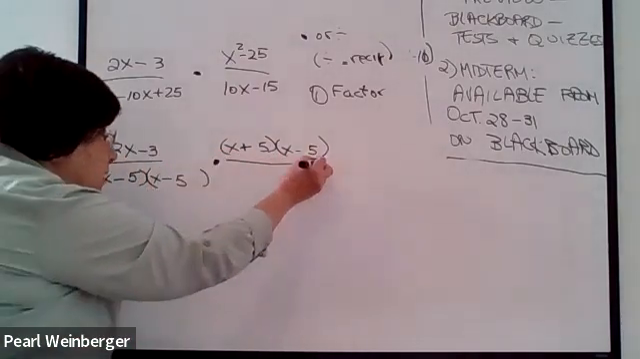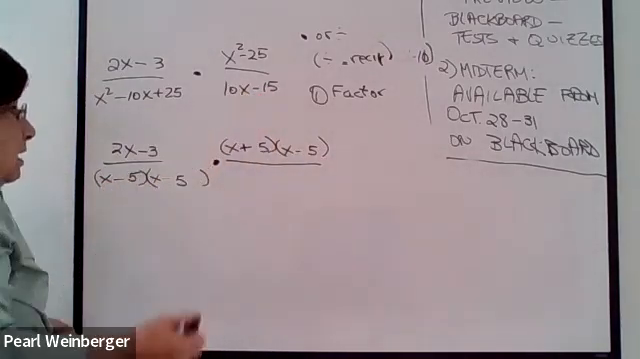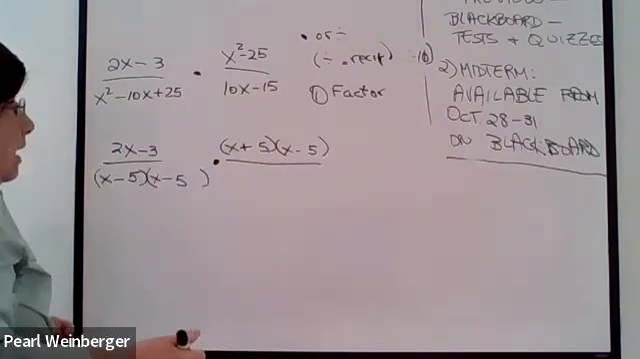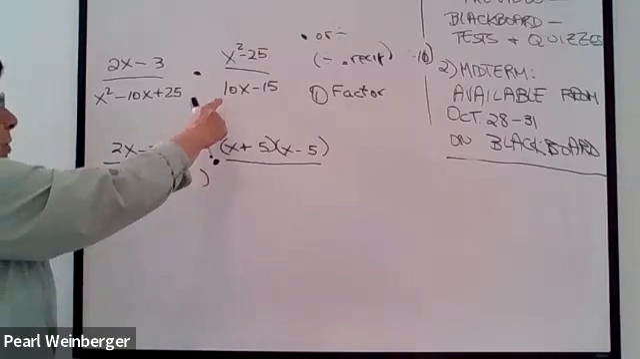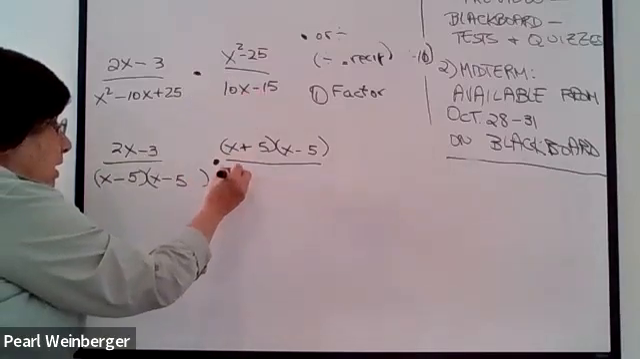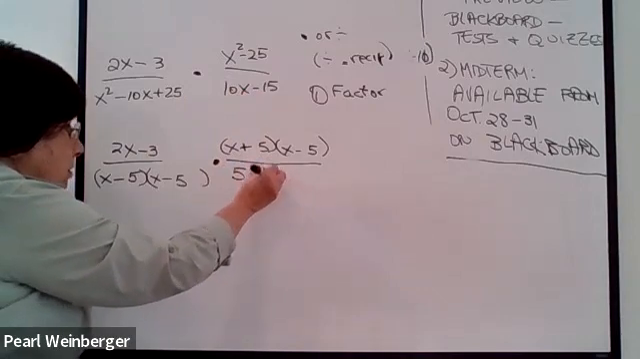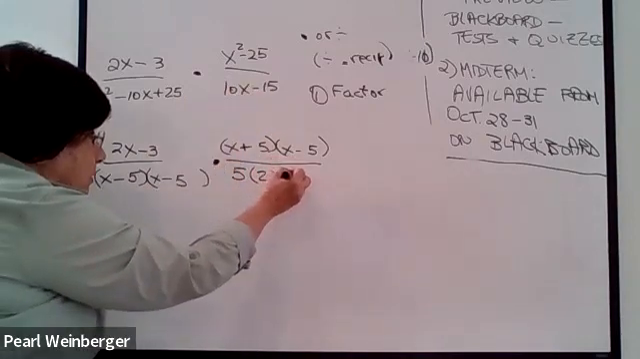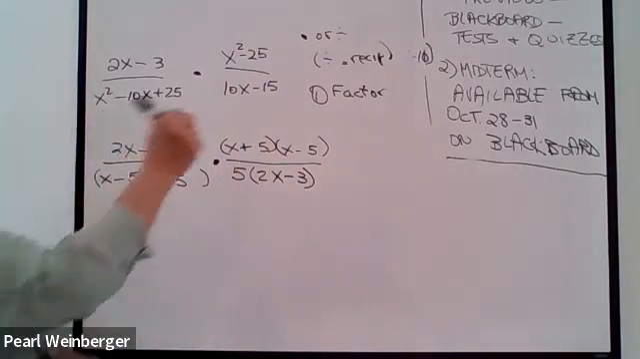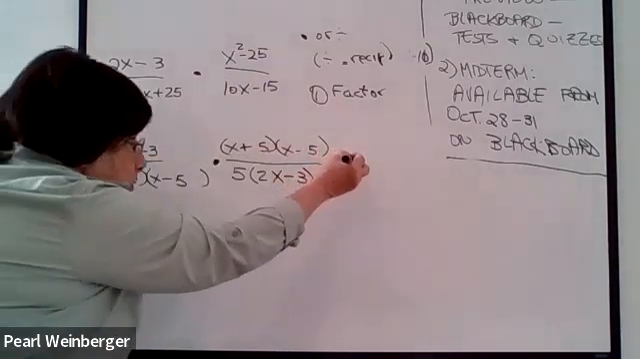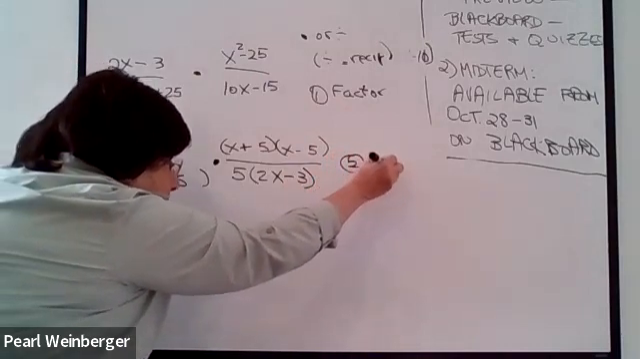And finally, I look at this 10x minus 15, that second denominator, and I do see that there's a common factor. Between 10 and 15, we can put out the 5 on the outside. 5 into 10x is 2x. 5 into negative 15 is negative 3. Okay, so that's step number 1. What's step number 2? We cross cancel.